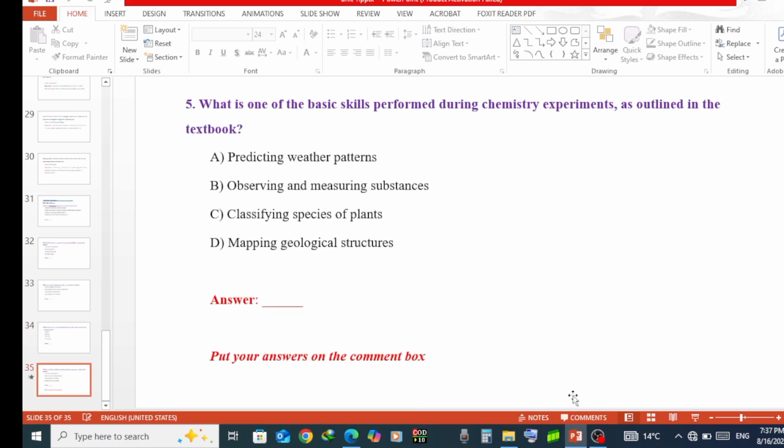Question number 5. What is one of the basic skills performed during chemistry experiments as outlined in the textbook? A. Predicting weather patterns. B. Observing and measuring substances. C. Classifying species of plants. D. Mapping geological structures.